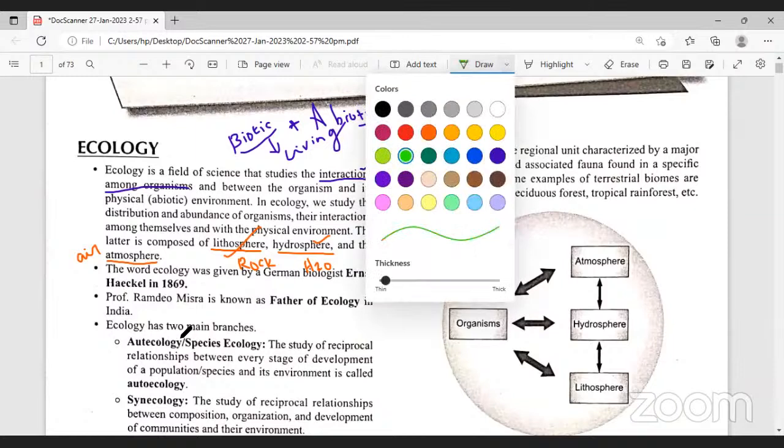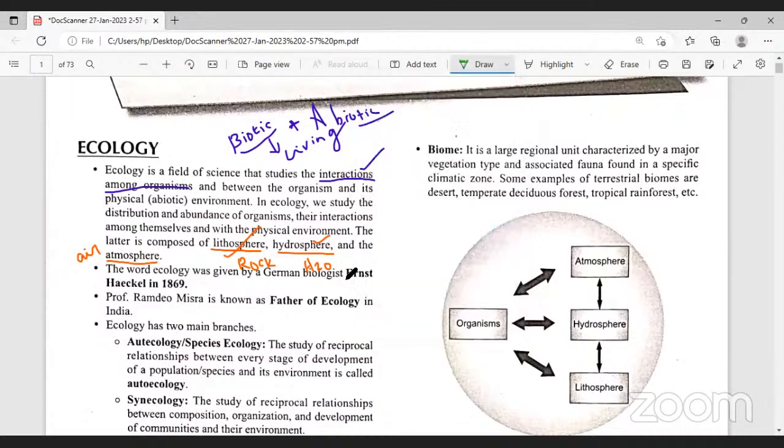Don't forget. See here, this is the name of the scientist, Ernest Haeckel. This is very, very important. Ernest Haeckel, in the year 1869. Don't forget. First of all, we should know what ecology is, and what components it consists of. The third point is that the word ecology was given by the scientist called Ernest Haeckel in the year 1869.